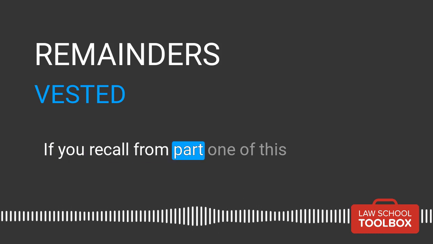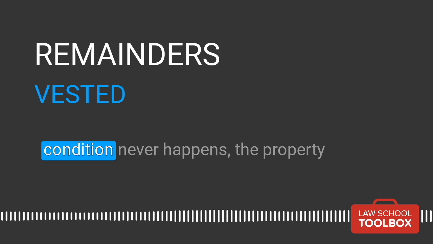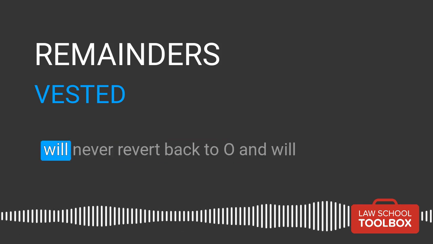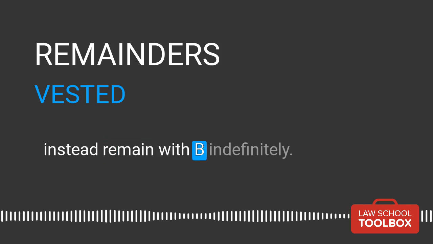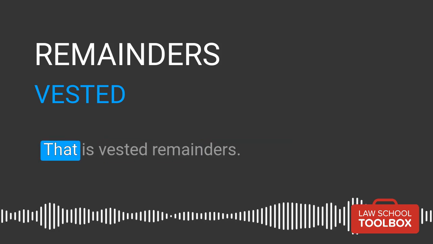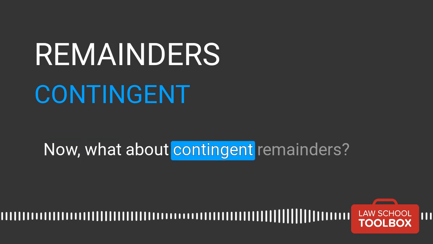If you recall from part 1 of this series, it is a possibility because if the condition never happens, the property will never revert back to O and will instead remain with B indefinitely. That is vested remainders.